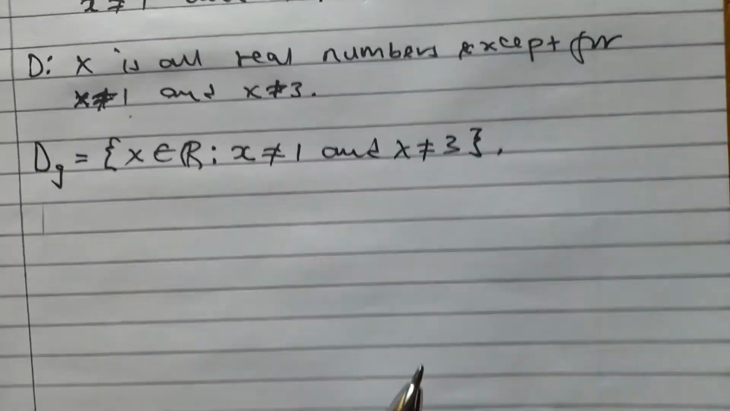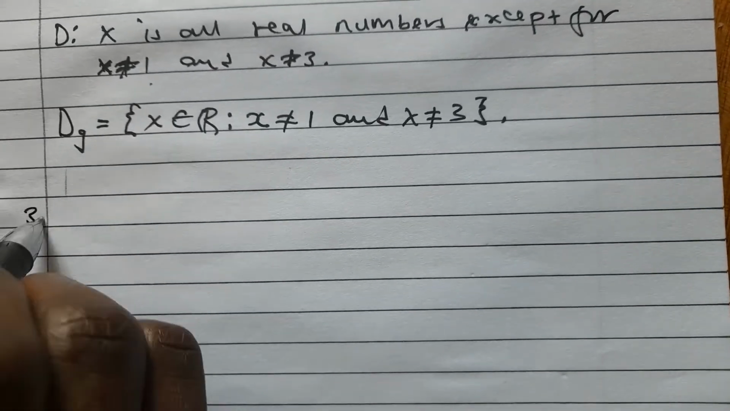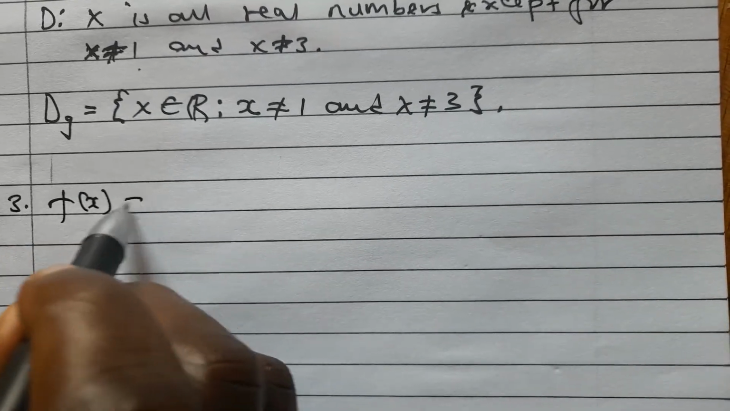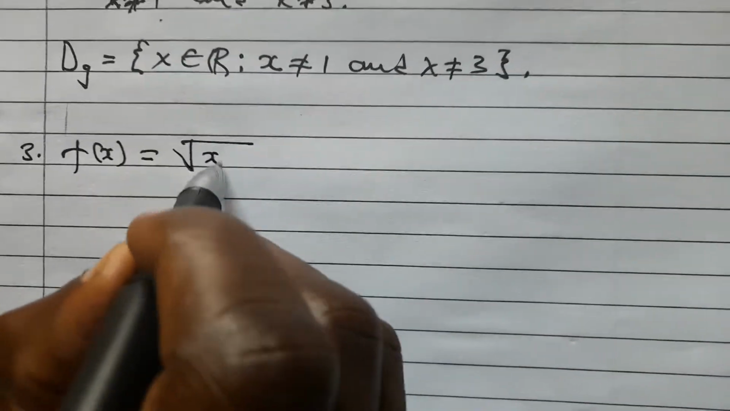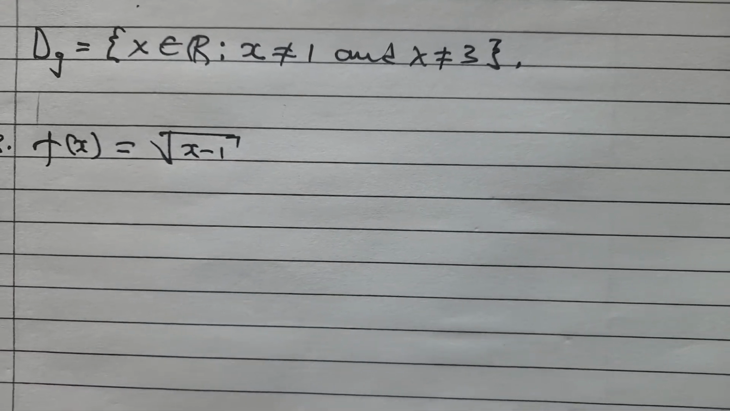Let's have another example here, and we call this example 3, now a radical function. F of x is equal to the square root of x minus 1. What is the domain of this function?